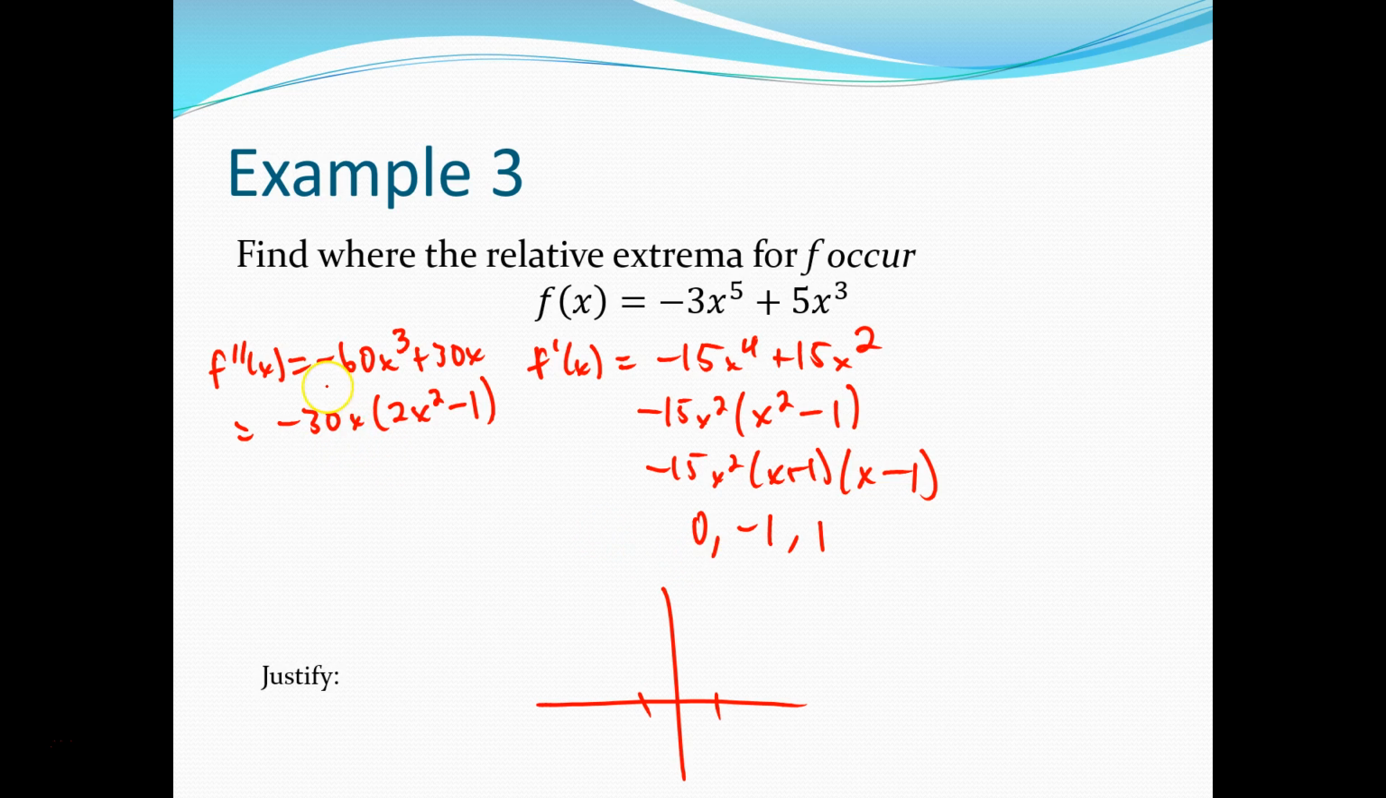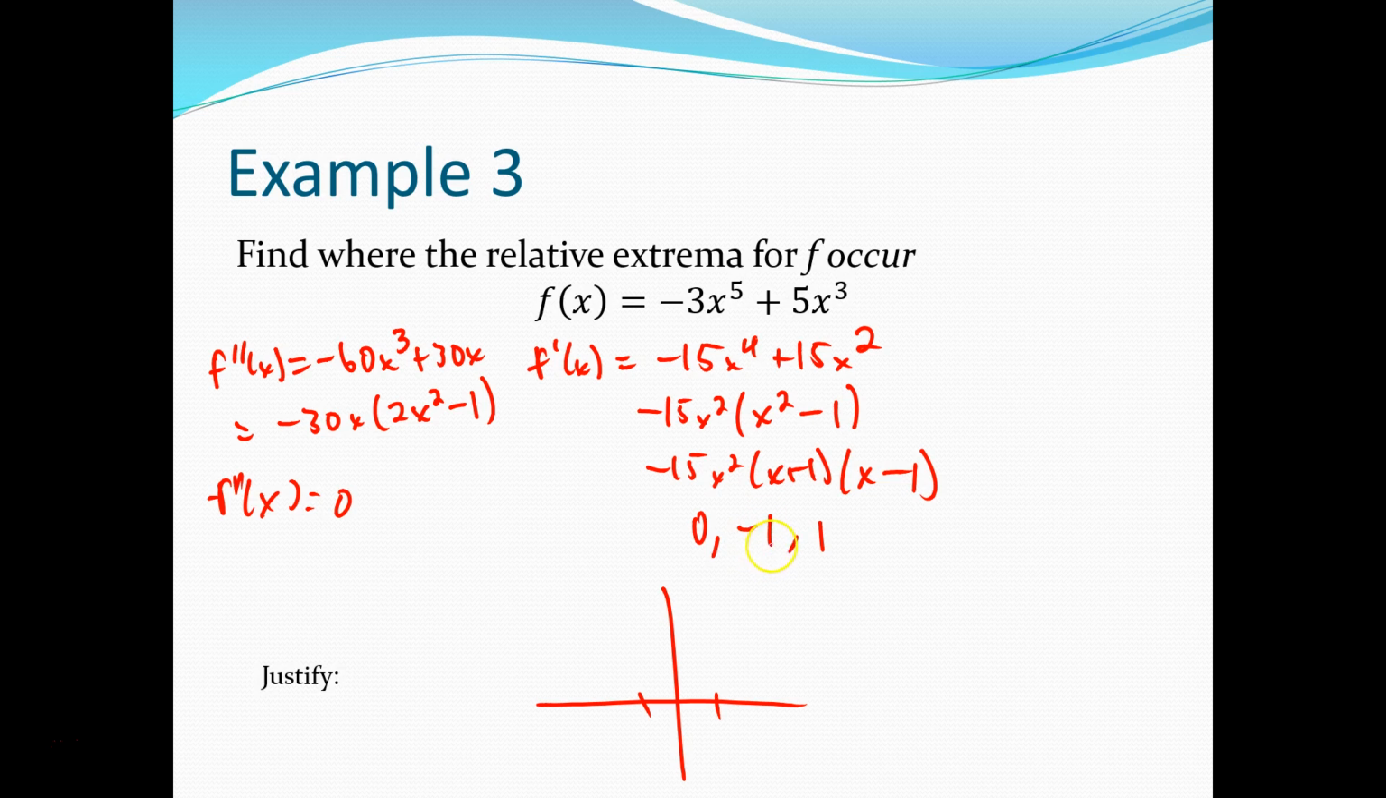0 is easy. I plug in 0, and I get f double prime of x equals 0. So that means we've got a horizontal tangent there, but we must be dealing with an inflection point, because it's not concave up or down, so it looks like we're dealing with an inflection point there. The second derivative test does not tell me anything.